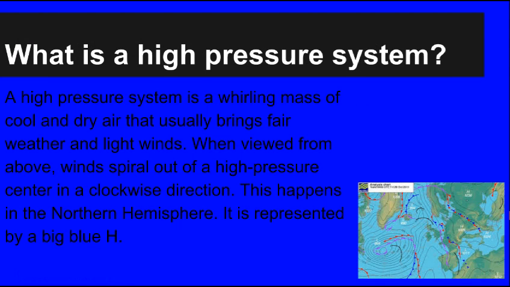What is a high-pressure system? A high-pressure system is a system of whirling mass of cool air and dry air that usually brings fair weather and light winds. When viewed from above, winds spiral out of a high-pressure center in a clockwise direction. This happens in the northern hemisphere mostly, and it is represented by a big blue H.